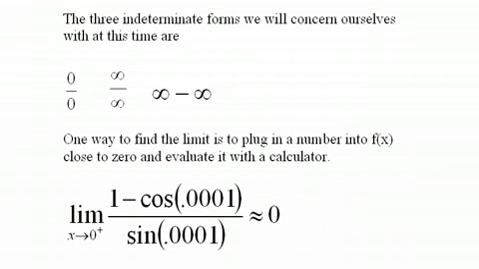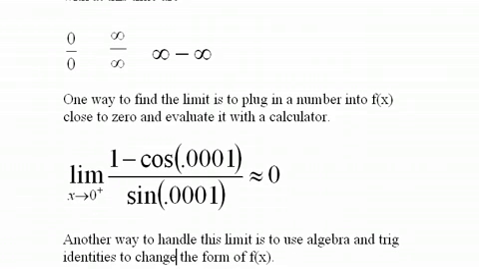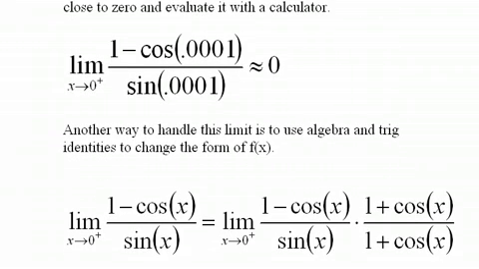Another way to handle this limit is to use algebraic and trig identities to change the form of the function. Okay, and that's what I'm going to do here. Let's take a look at this. I've got 1 minus cosine x over sine x, and I realize that, boy, if this were 1 minus cosine squared x, I could change it to something else. And so I multiply top and bottom by the conjugate, 1 plus cosine x over 1 plus cosine x.